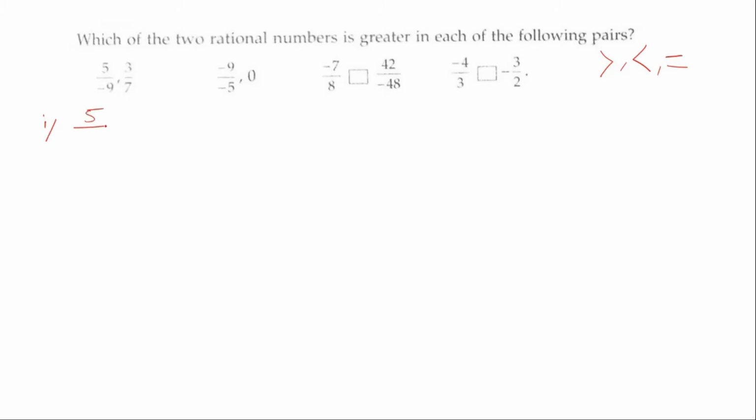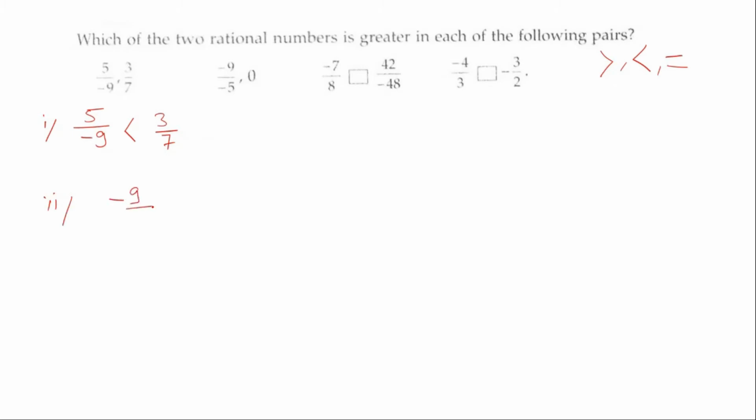The question is 5 by minus 9 and 3 by 7. We have to find which one is greater. So as you can see, in this rational number it is given 5 by minus 9. That means this number belongs to negative rational numbers and this one is a positive rational number. So obviously the first one is smaller than the second one. Let us move to number 2.